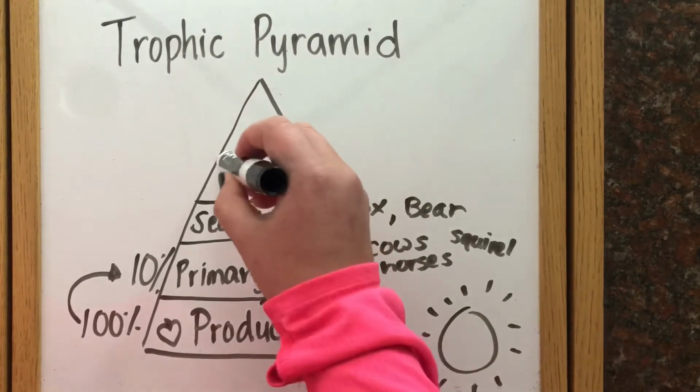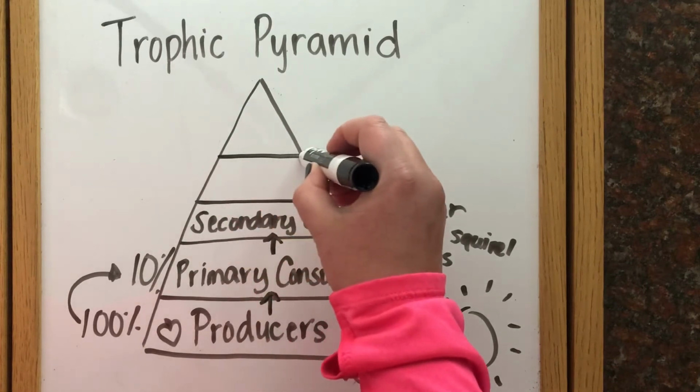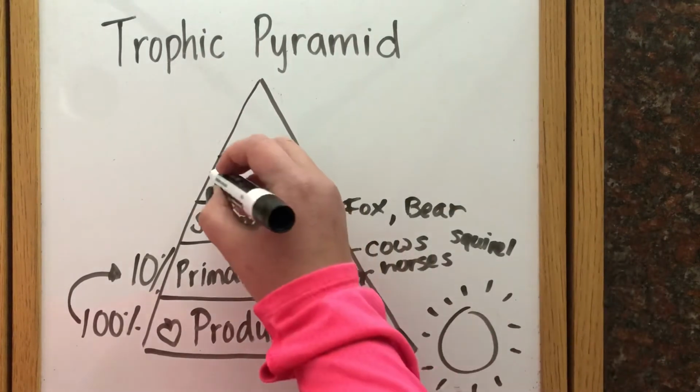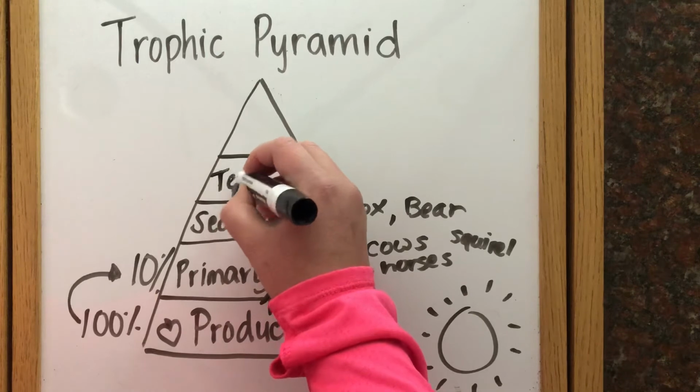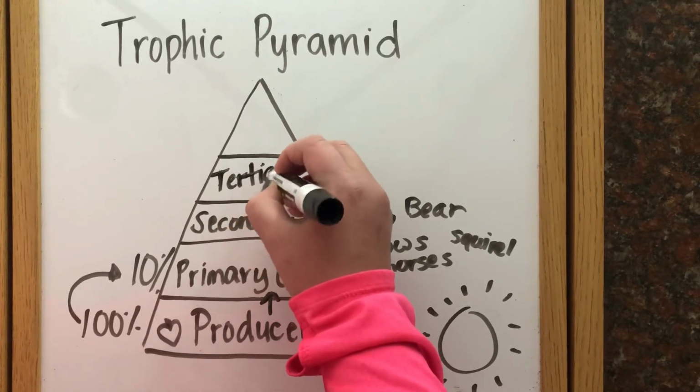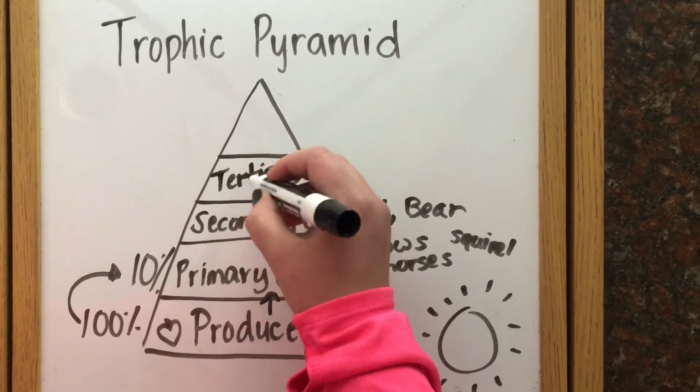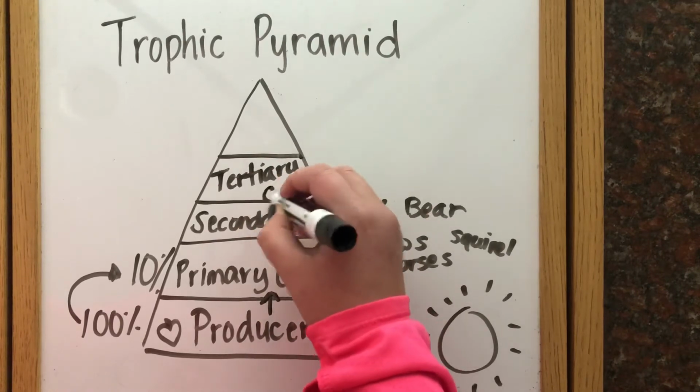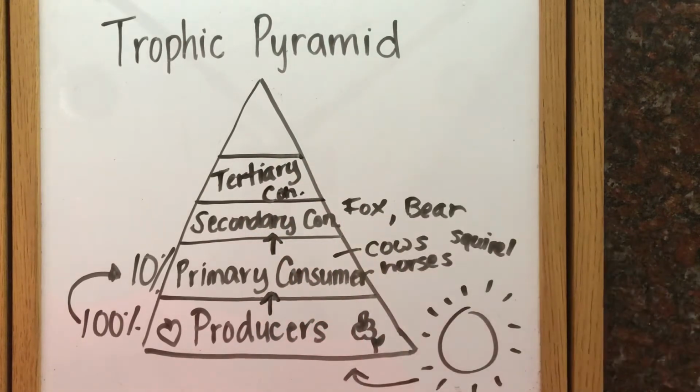The next level up in our trophic pyramid is going to be our tertiary consumer. These tend to be our predators, those that prey on other animals. They tend to be tops of the food chain.